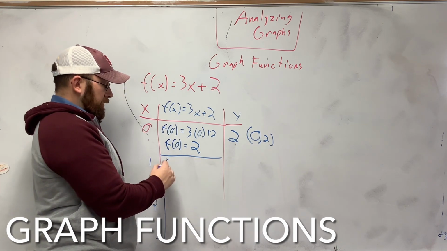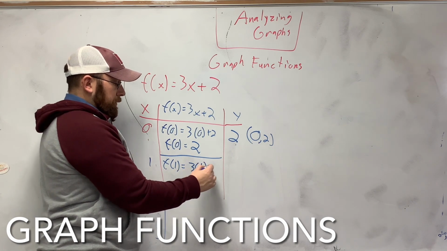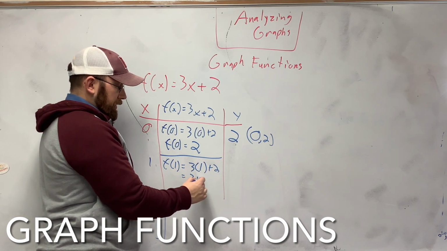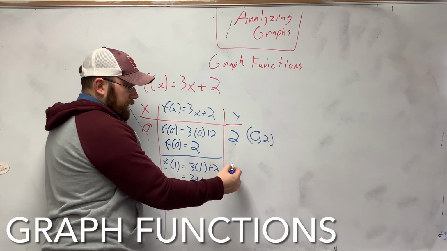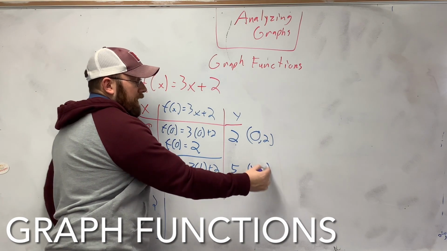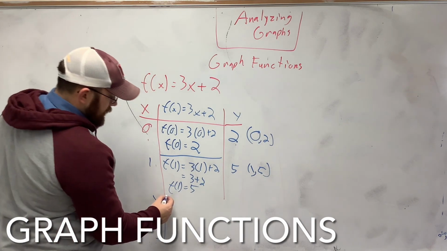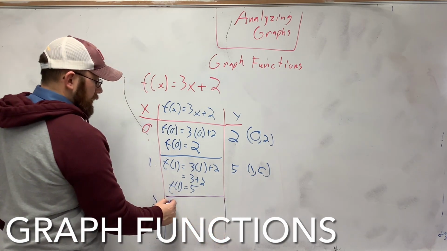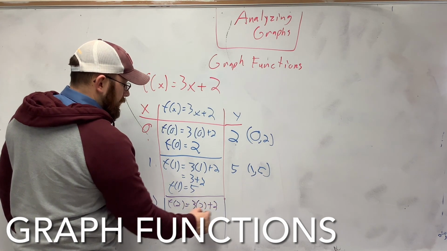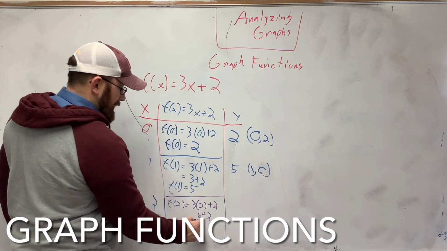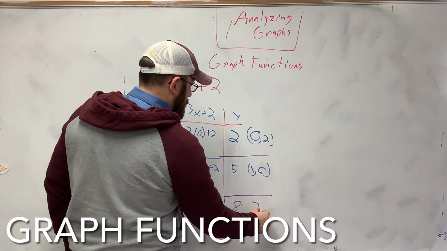Now I'm going to do my second one. So what if f of 1 equals 3 times 1 plus 2? 3 plus 2, which is 5. So it gives me the point 1, 5. Now we'll do 2. So f of 2 equals 3 times 2 plus 2, which is 6 plus 2, which is 8. So I get 8, so my point is 2, 8.